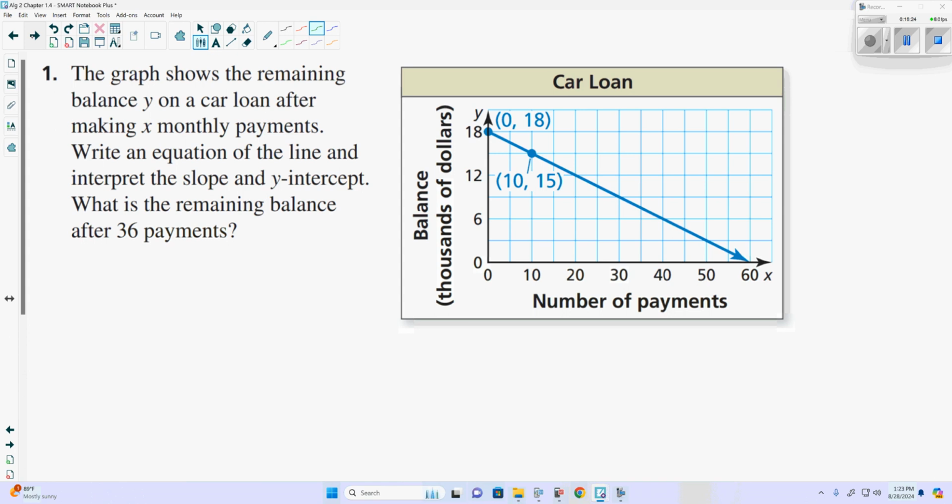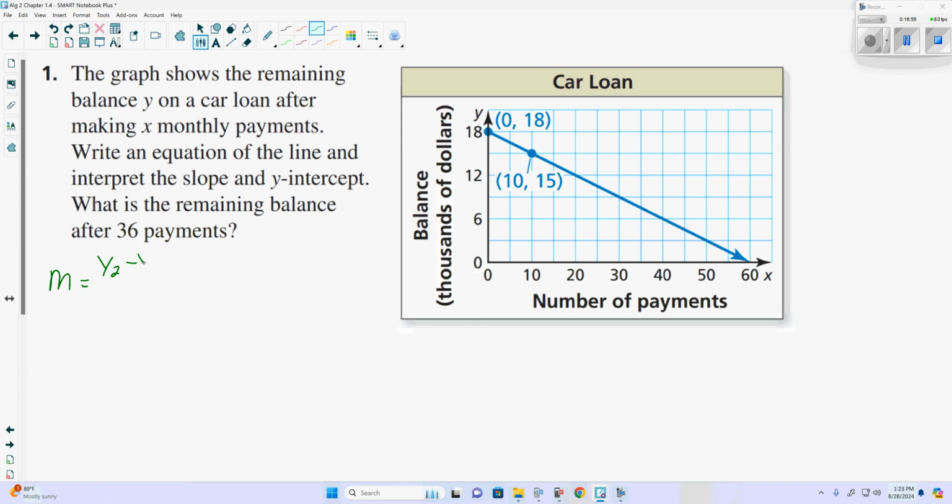The graph shows the remaining balance y on a car loan after making x monthly payments. Write an equation of the line, and interpret the slope and y-intercept. What is the remaining balance after 36 payments? So, first thing we need to do is find the slope, and then we can interpret it and the y-intercept. So slope.